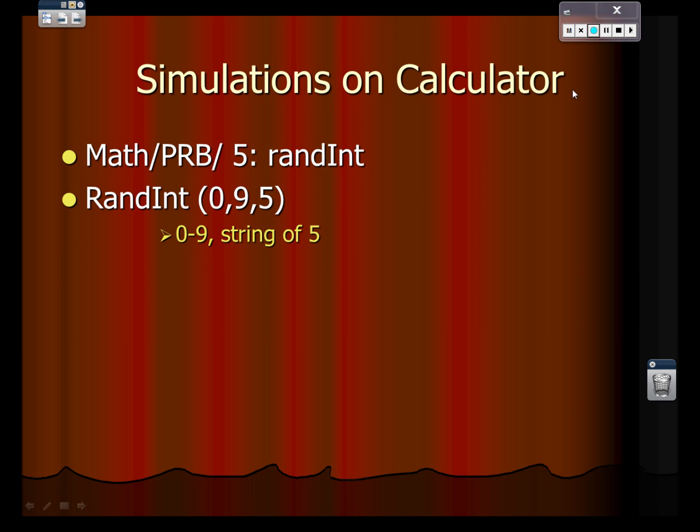If you don't like looking up numbers in a number table, you can always use a calculator. Math, over to PRB, option 5. We're selecting single digits, 0 through 9 in this case, and I would like 5 numbers in a row. If I wanted 2-digit numbers, I could type in 00 through 99 and how many digits I would want.